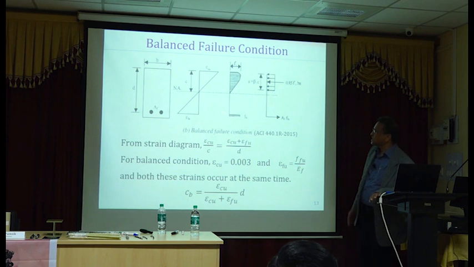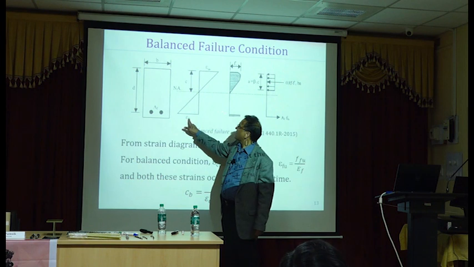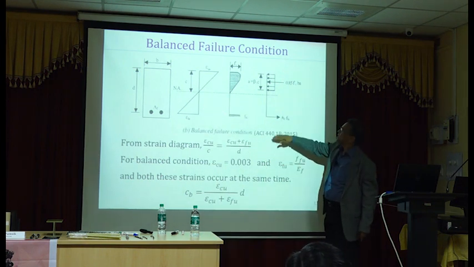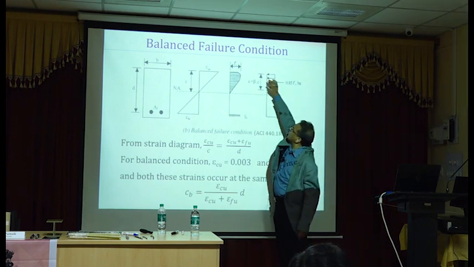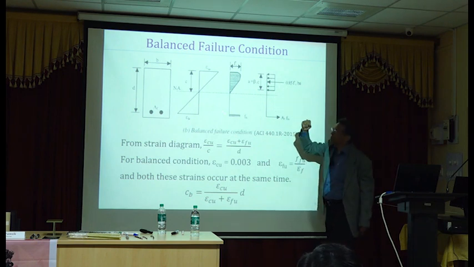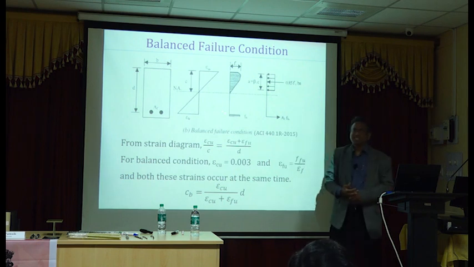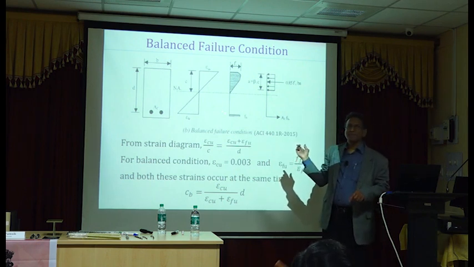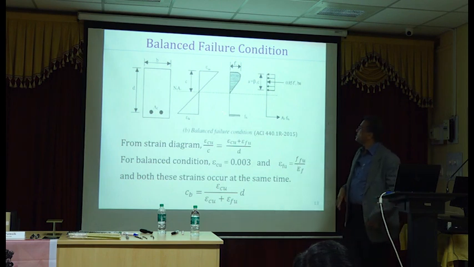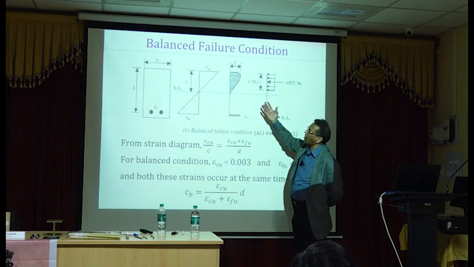So for balanced condition, all that you have to do is assume this strain to be epsilon FU, assume this to be 0.003, and then find out the depth of the compression block. Of course, first you will find out the depth to neutral axis and then use beta 1 to find out the depth of the compression block. Is it making it easier to understand now? Because we already talked about the basics in the previous presentation. So it is very simple and straightforward now because we understand this really well.